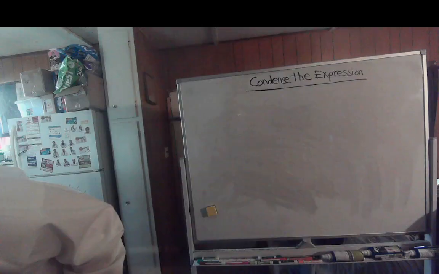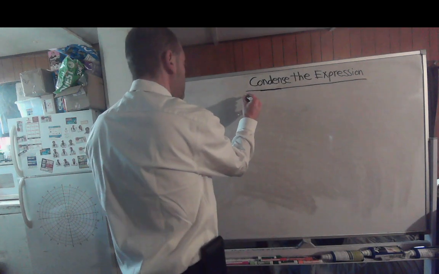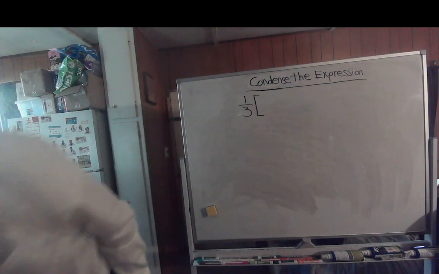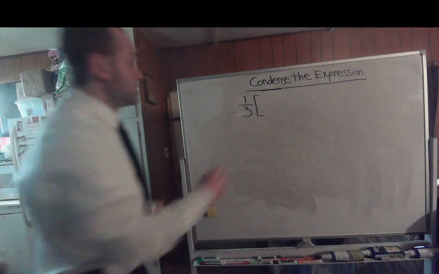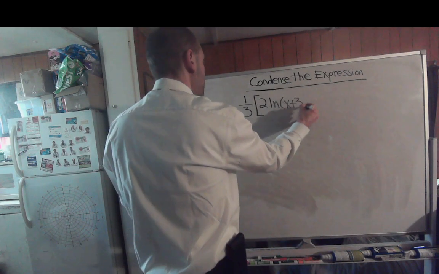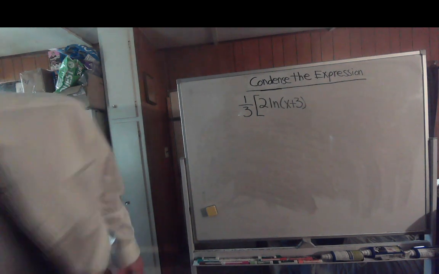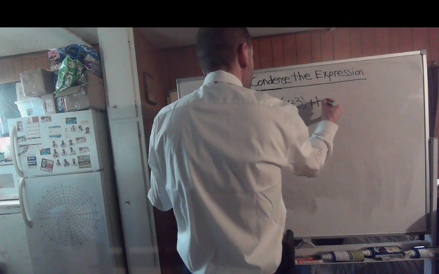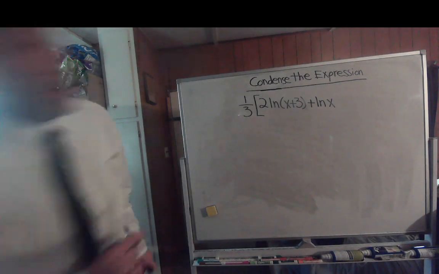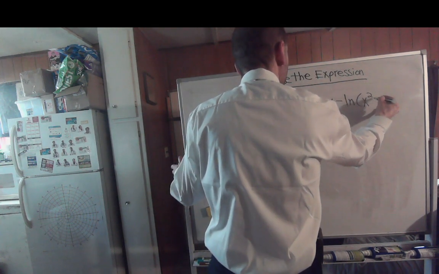Let's see now. I have two more. Alright, so we got 1/3 times the quantity of 2 times the natural log of x plus 3 plus the natural log of x minus the natural log of x squared minus 1.